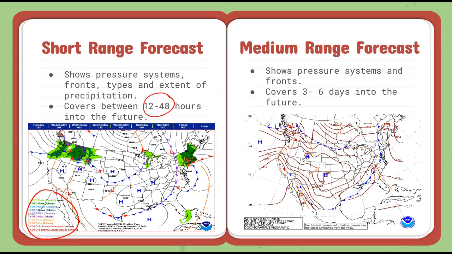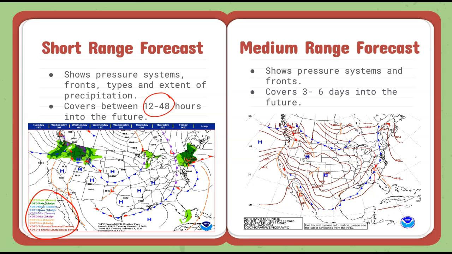Medium-range forecasts, on the other hand, show much less information. Because weather's constantly changing, it's obviously very hard to predict. So it shows a lot less information, but not less useful information. It still shows us very useful information.